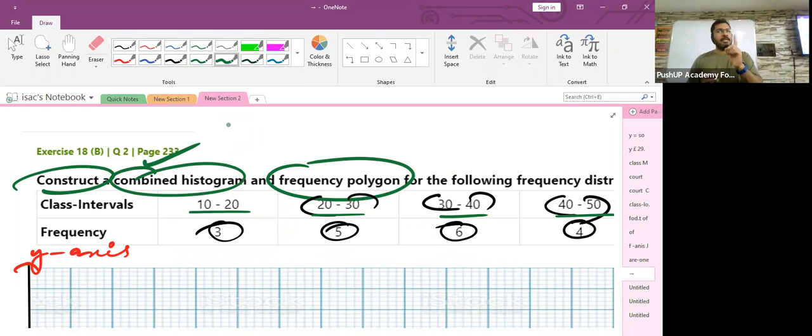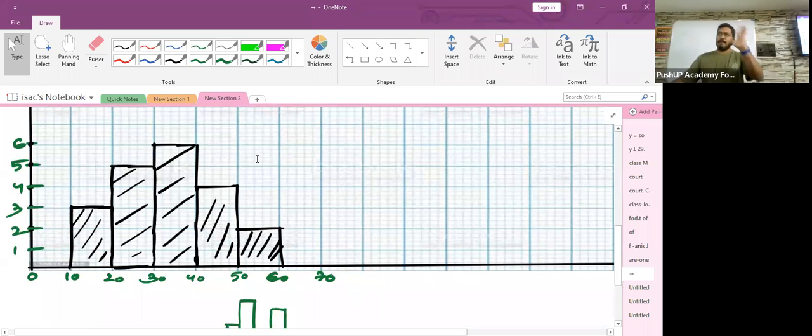After the exam, if anybody comes to me saying that they made the mistake of drawing the histogram and frequency polygon on two separate graph papers, you know what I will do. All right.